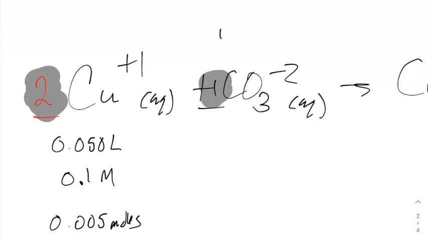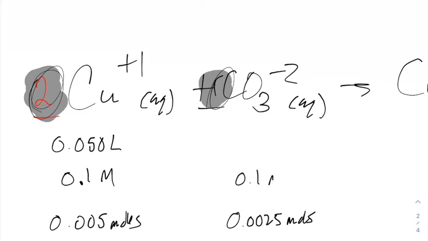So I need half as much of the carbonate over here as I needed of the copper, because I need twice as much copper as I need of the carbonate, or I need half as much carbonate. So I really only need 0.0025 moles here, and because it's 0.1 molarity, then I would need 0.025 liters, which would be 25 milliliters.